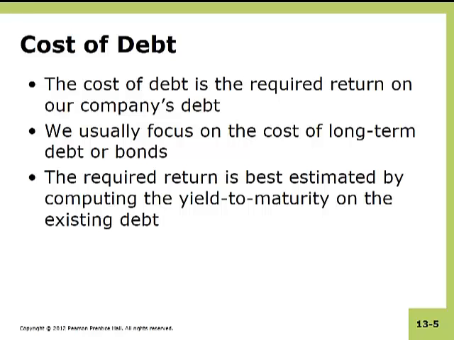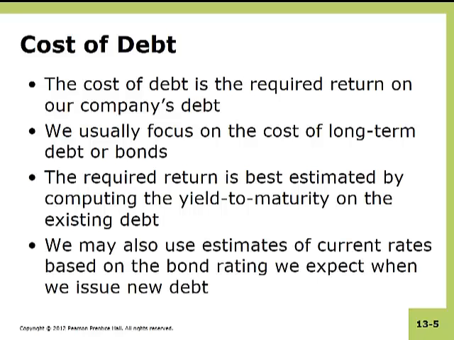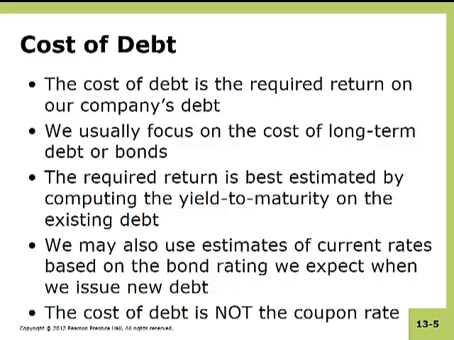Now we know that yield to maturity changes as time goes on. So we did this in Chapter 7. The way to find the cost of debt is simply to compute its yield to maturity. You can also use estimates of current rates based on the bond rating we expect when we issue new debt. So we may look at other debt that has the same level of risk as our company and use that as an estimate of the current rate on the bond that we're going to be issuing.